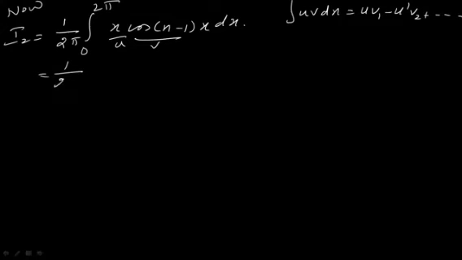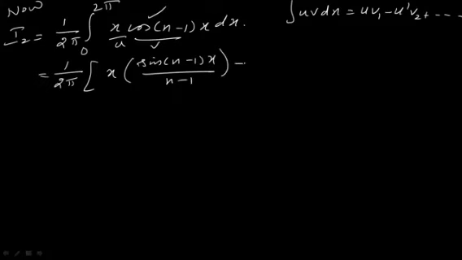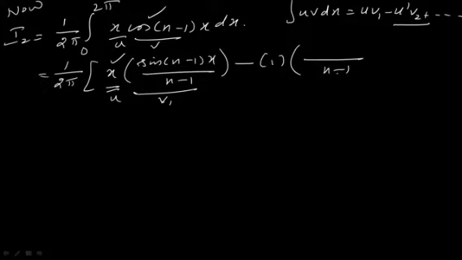So that is 1 by 2 pi of u, which is nothing but x, and v1, while you integrate cos (n minus 1)x, you get sin (n minus 1)x divided by n minus 1, minus u dash v2. This is your u and this is your v1, isn't it? Now differentiating x you get 1, and v2 is nothing but integrating v1. So here you have n minus 1 in the denominator of v1.